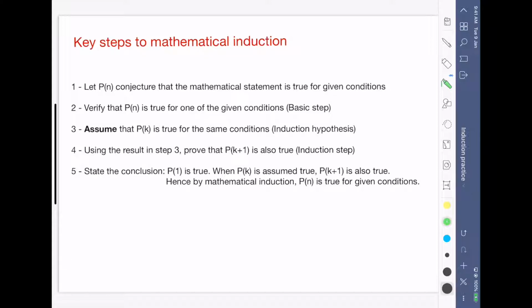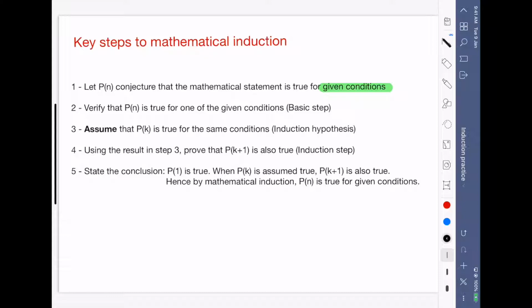The first step is to let a statement P of n conjecture that the mathematical statement is true for given conditions. The keyword here is given conditions. You have to follow what the question asks you to do. The second step is to verify that P of n is true for one of the given conditions. This is known as a basic step.